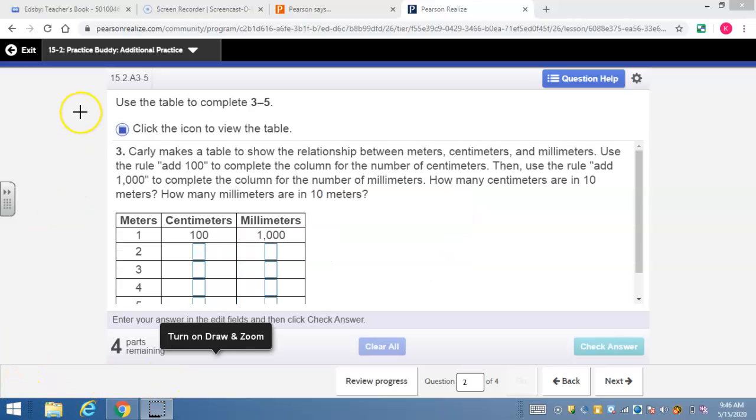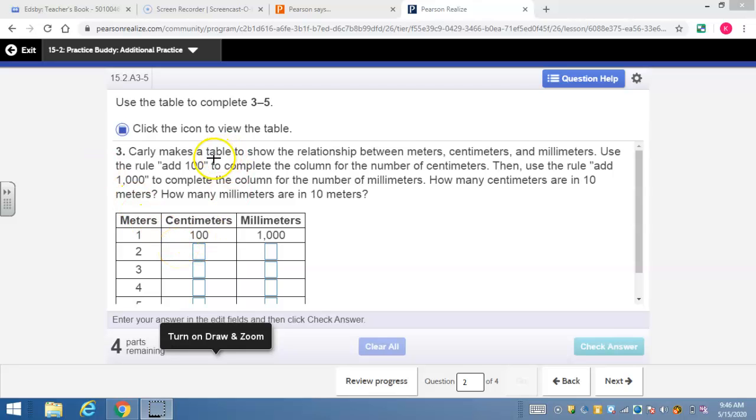All right, this says use the table to complete 3 through 5. Carly makes a table to show the relationship between meters, centimeters, and millimeters. Use the rule add 100 to complete the column for the number of centimeters. Then use the rule add 1000 to complete the column for the number of millimeters. How many centimeters are in 10 meters? How many millimeters are in 10 meters? Okay, so we just need to basically complete this table. I'm going to go ahead and get you started again.